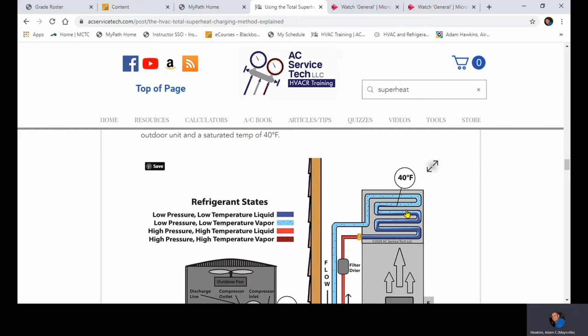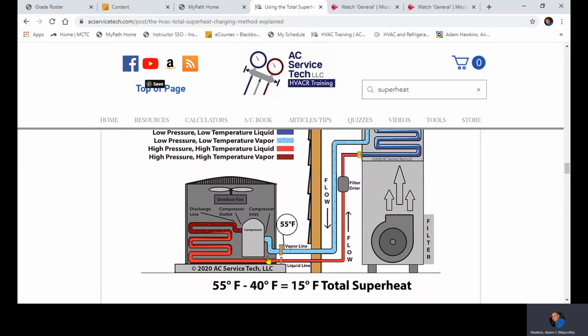All right. At 40 degrees, we add additional heat beyond saturation, and in this case, they're saying that it's 55 degrees. Okay, what does that mean? Well, that doesn't mean the refrigerant is 55 degrees warmer. That means the line itself. So the way we measure that is we actually clamp some sort of a probe, or even a little probe type thermometer will work if you have to.